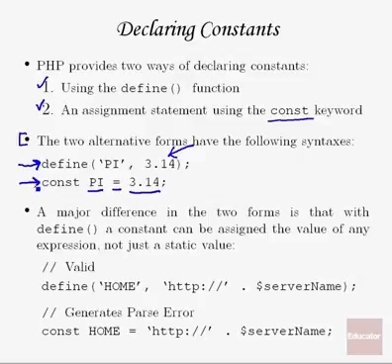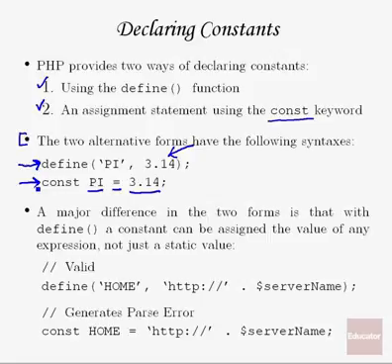And that basically says that we're declaring a constant pi, setting it equal to 3.14. This value cannot be changed. One major difference between the two forms is that with the define function, a constant can be defined as the output of an expression.